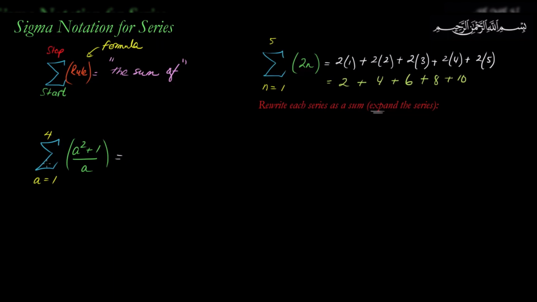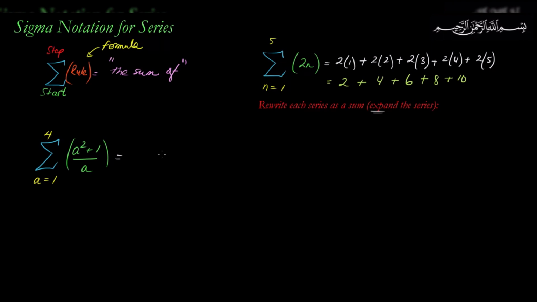The way you would read this expression is the sum of the quantity a squared plus 1, all divided by a, from a equals 1 to 4. Again, the sum of the quantity a squared plus 1 divided by a, from a going from 1 to 4. To generate the series in the expanded form, again, we substitute a one individual term at a time.